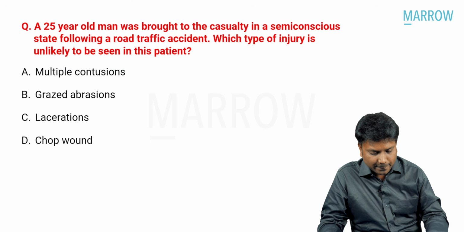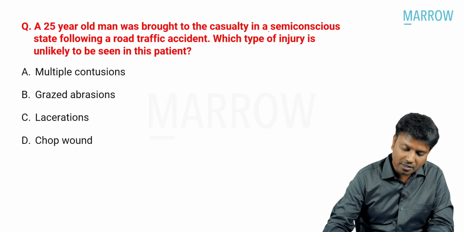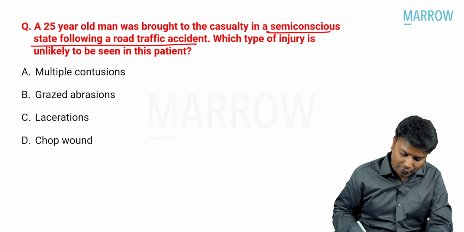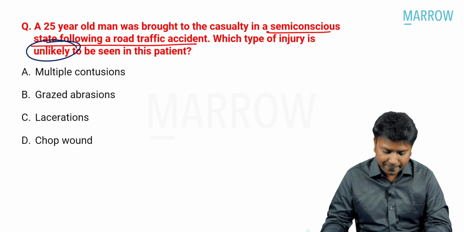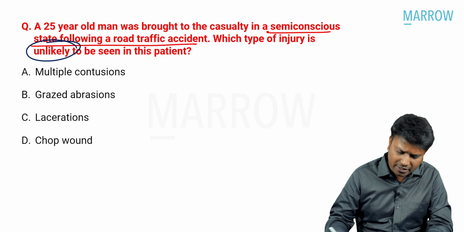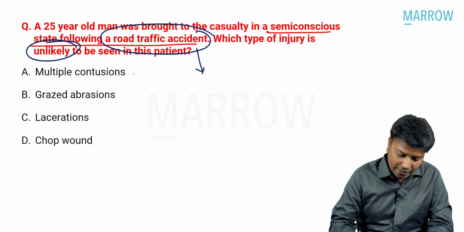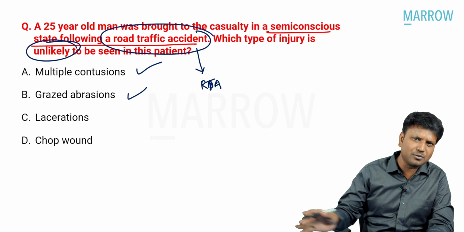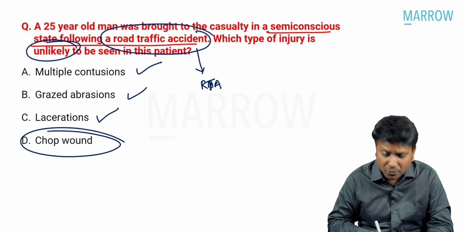Let us look at the next question. A 25-year-old man was brought to the casualty in a semi-conscious state due to road traffic accident. Which type of injury is unlikely to be seen in this person? Which is not possibly seen. Multiple contusions, yes. See, RTA, first thing that you have to remember is more likely to be a blunt force trauma. So the patient should be having contusions, yes. Patient will be having grazed abrasion, yes, because when the person is dragged on the rough road, you will have grazed abrasion. Laceration, yes, is possible, but chop wound is not possible.